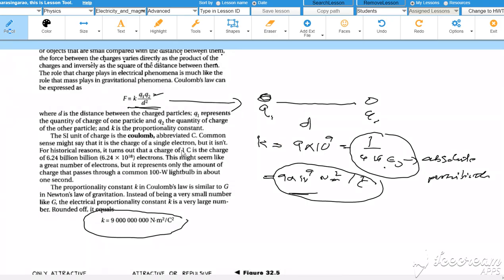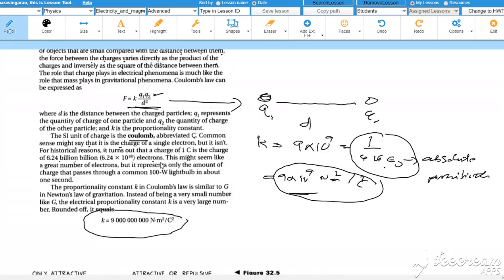The SI unit of charge is the Coulomb, capital letter C. Common sense might say it should be the charge of a single electron, but for historical reasons, 1 Coulomb turns out to be the charge of 6.24 billion billion electrons. That means 6.24 times 10 raised to 18 electrons make up 1 Coulomb.